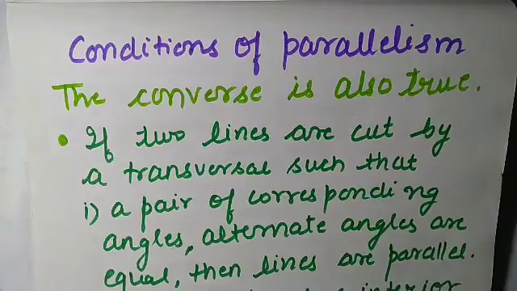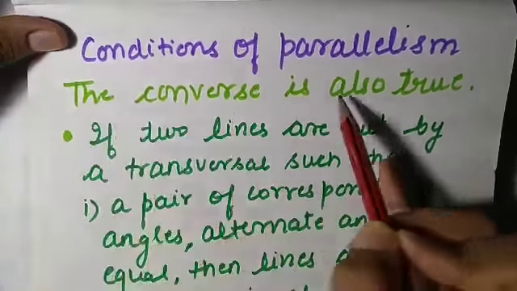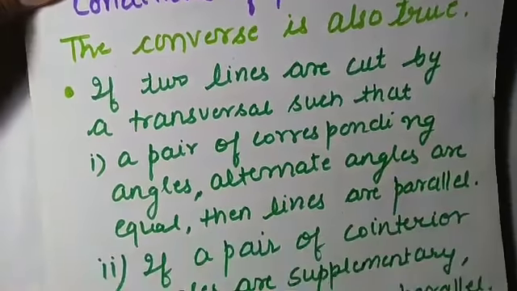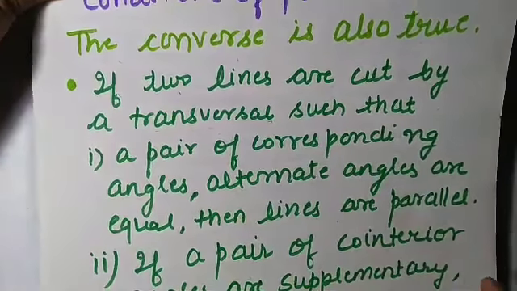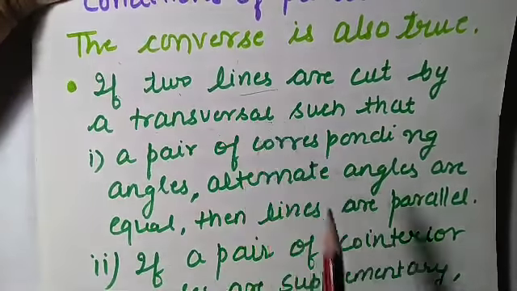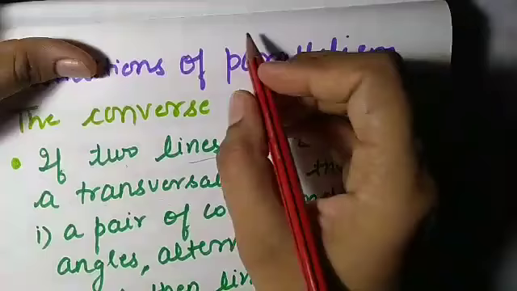Now come to the next topic, that is conditions of parallelism. It means what are the conditions when we can say that lines are parallel. So the properties that we have learned in the previous concept, this topic is talking about that only. The converse is also true. What is the converse? If two lines are cut by a transversal such that... let me explain. Suppose these are the two lines.